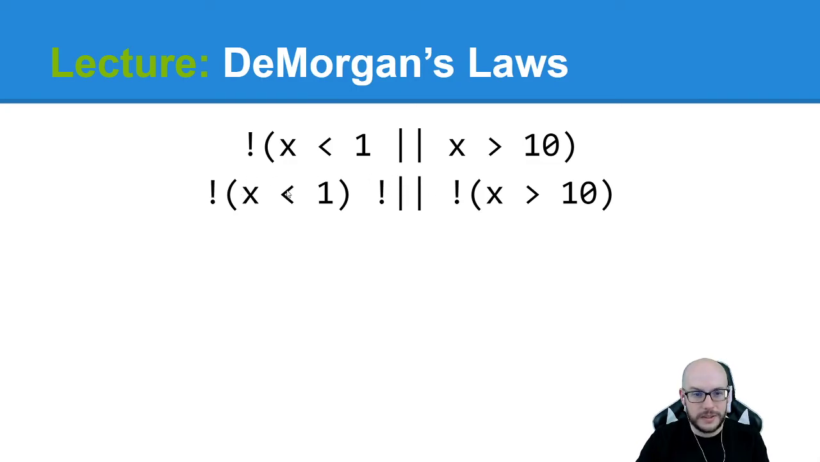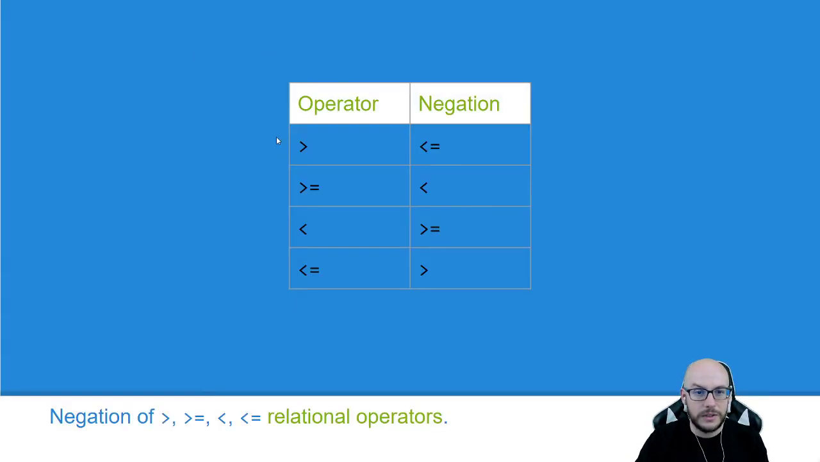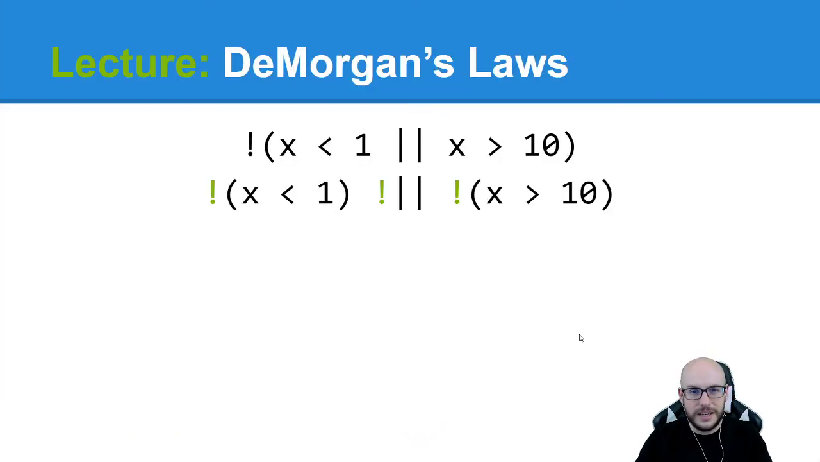What is the opposite of less than? What is the opposite of greater than? Be careful when applying this not logical operator to greater than or equal to, less than or equal to, these relational operators. The opposite of greater than is actually less than or equal to. The opposite of greater than or equal to is less than. So here is a chart kind of denoting those things, and I'll take a moment to explain why that is.